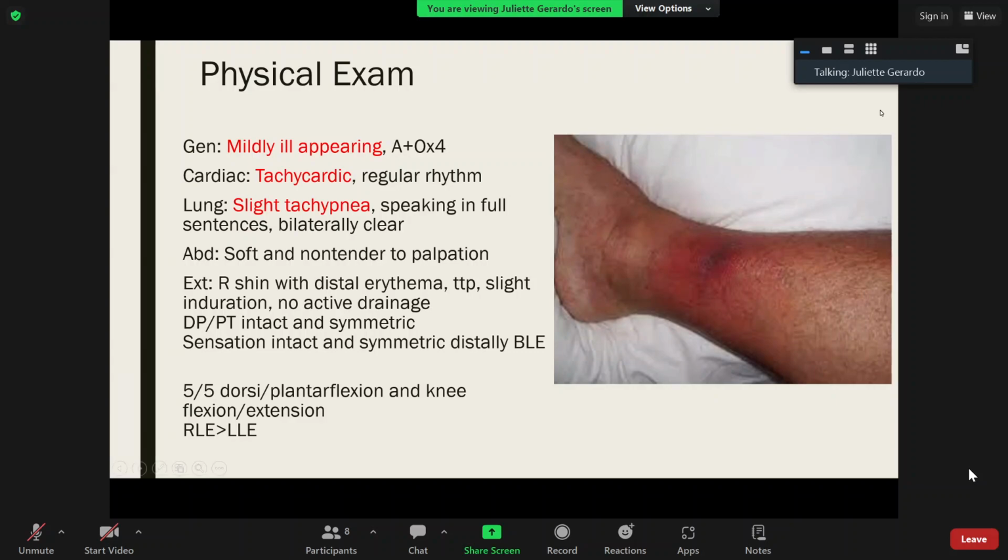Dr. Volman, any thoughts on any imaging or testing you would like to order? Oh, she's here too. You are also here.